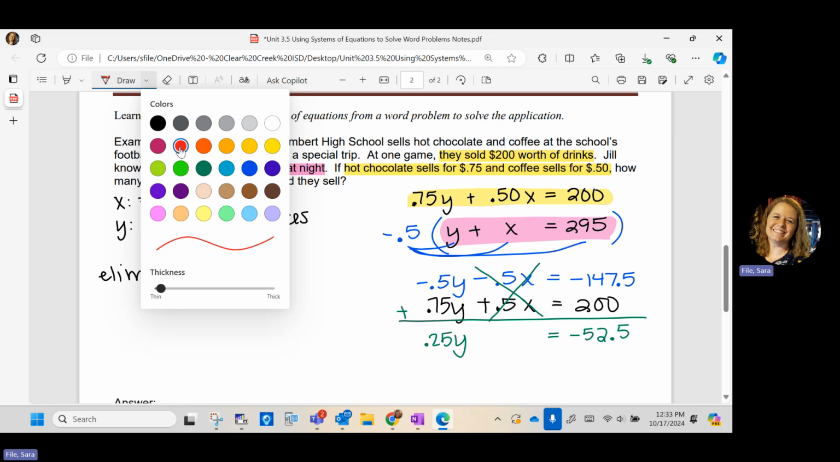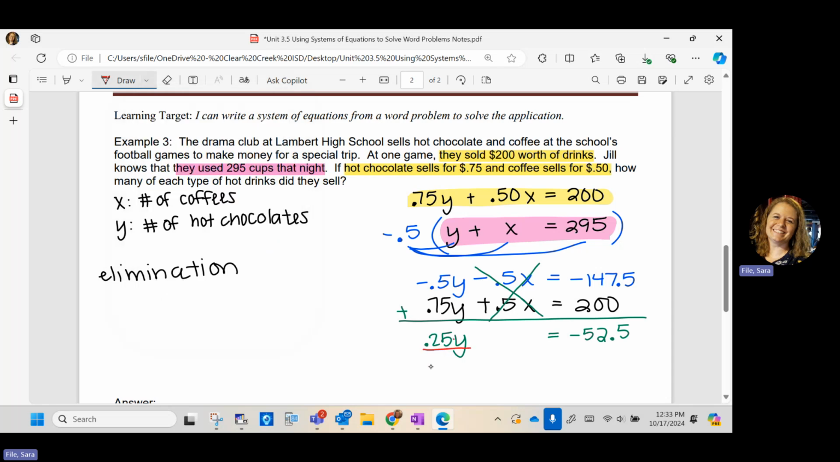So now to get rid of the 0.25 that's being multiplied by y, I'm going to divide by 0.25. And you can just use your calculator to do that. 210. Oh, and that was not negative. I'm sorry. The 200 was the larger, so that should have come out positive. My bad. So this is positive 210. And that's Y. Y is the number of hot chocolates. So they sold 210 hot chocolates.